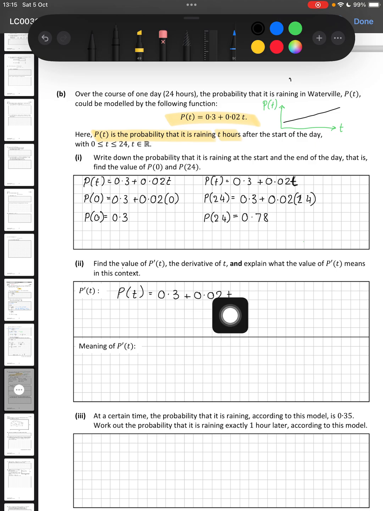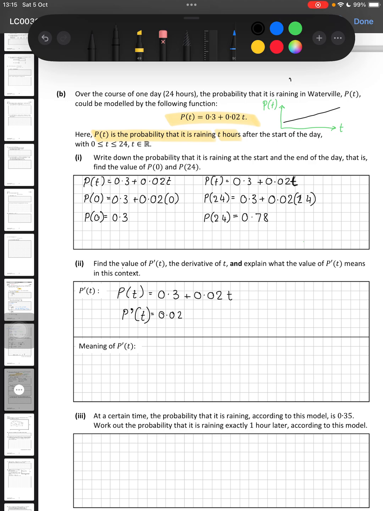And this one has a t and there's no power on the t. So that means that it's just the number in front of it that stays. So 0.02 is my derivative, P dash of t. Okay, that's my derivative.